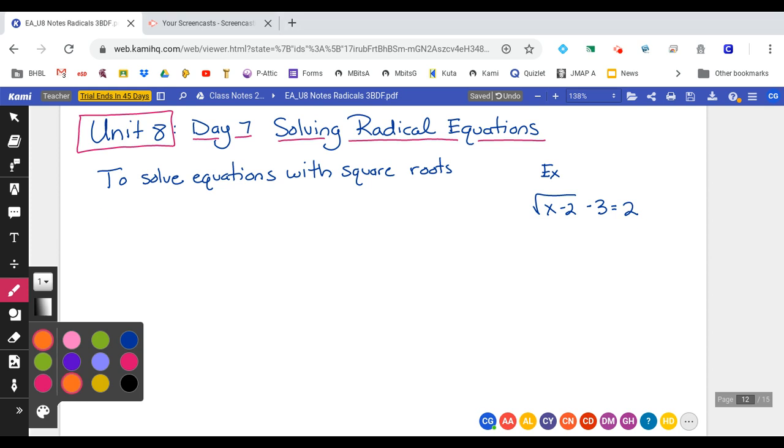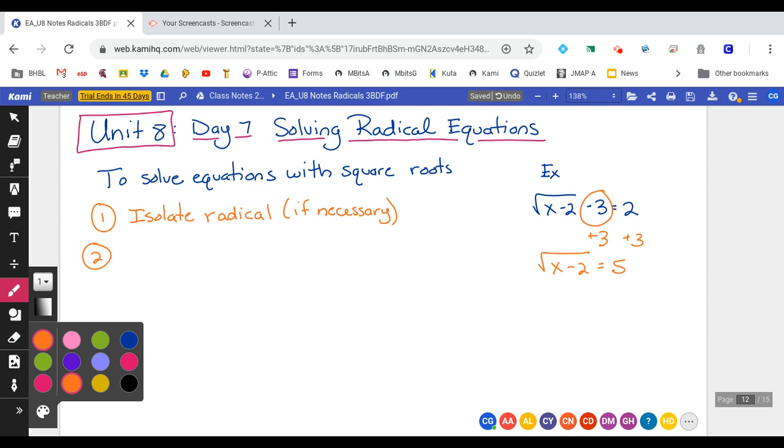All right, so the very first thing we need to do is isolate the radical if it's necessary. So notice that it's not alone here, right? So I've got to take care of this negative 3 by adding 3 to both sides. So now I have the square root of x minus 2 equals 5.